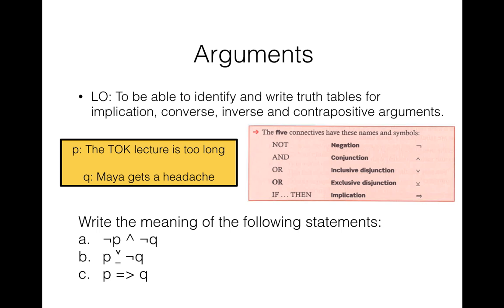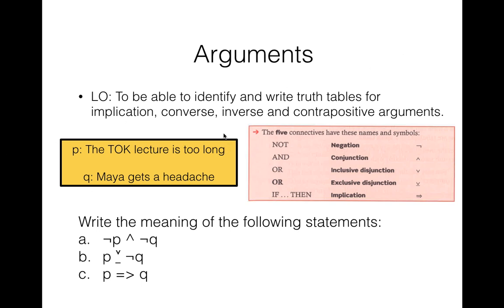Now, it's really, really important that you have down the truth tables for these and that you understand what they mean. So as we go through, make sure that you're pausing, drawing the truth tables, and check with me if you're not sure. Okay, I've just put up in red here the 5 connectives that are important to us.